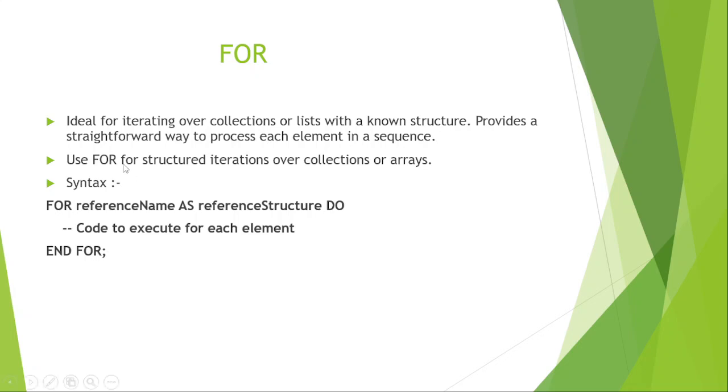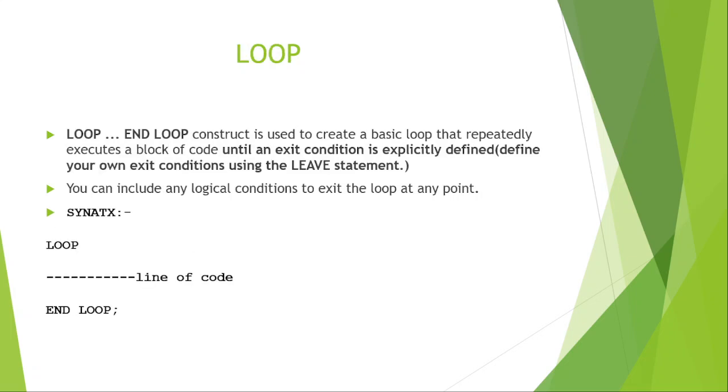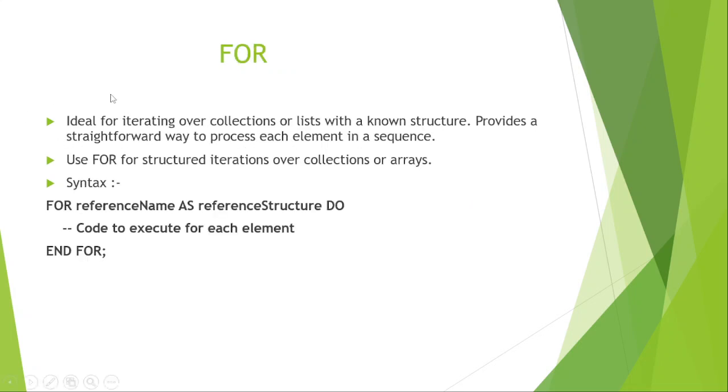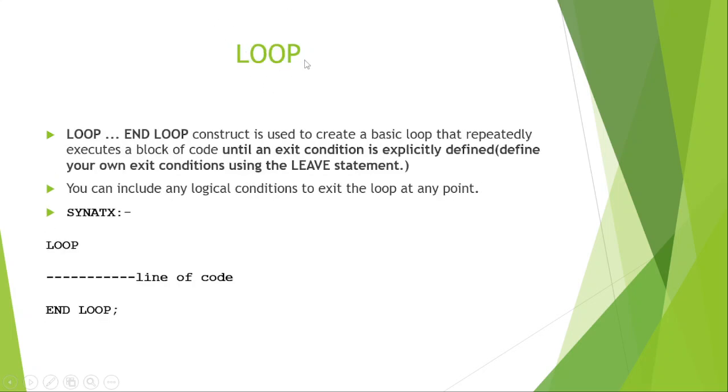Okay, now talking about which loop is more important. Because there are four loops, which loop is mostly used? The most used loop is first the for loop. I have seen that most of the time the for loop is used, and the second most used is the while loop, and repeat and loop are very less used. I will tell you why these loops are very less used.